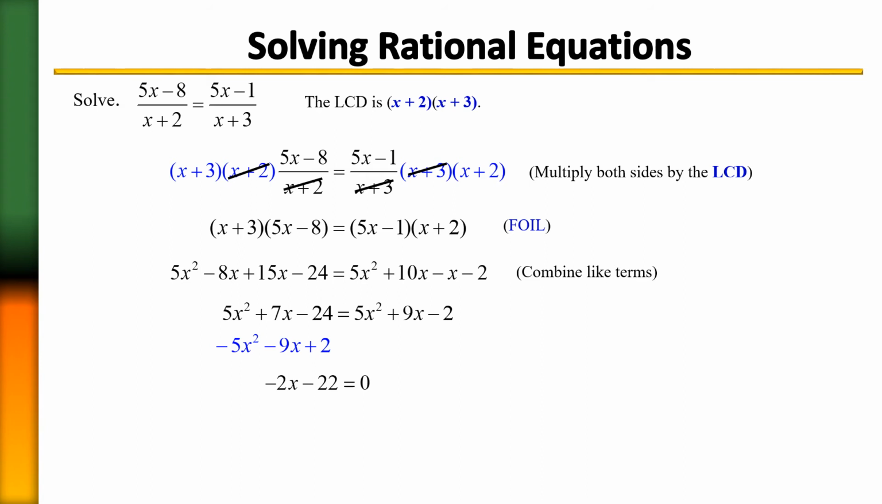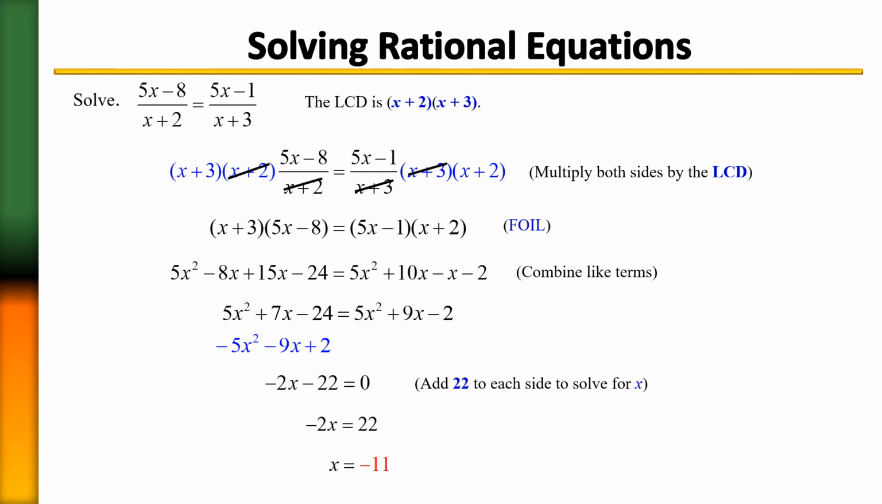So the next step to solving this, I could either factor out the negative 2 and use the zero factor property further, or I can add 22 to each side. And then after I add 22 to each side, divide by negative 2. Remember, what you do to one side, you do to the other. And that will give me a solution of x equals negative 11.